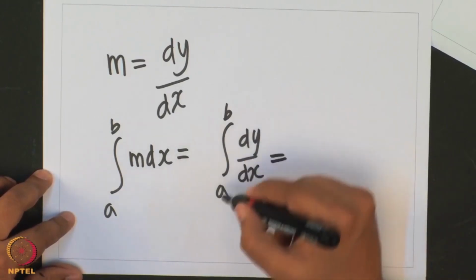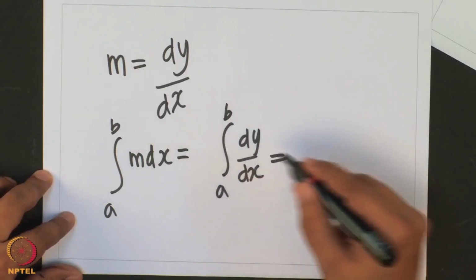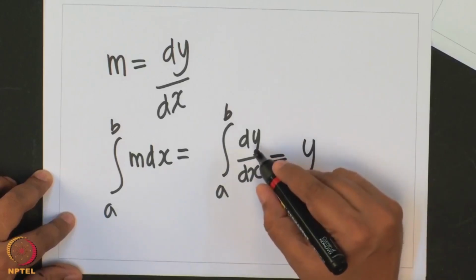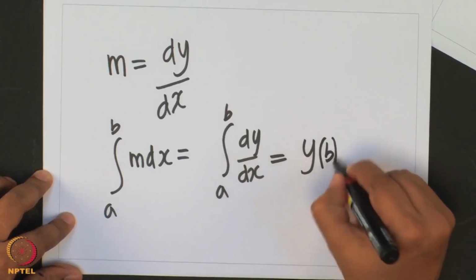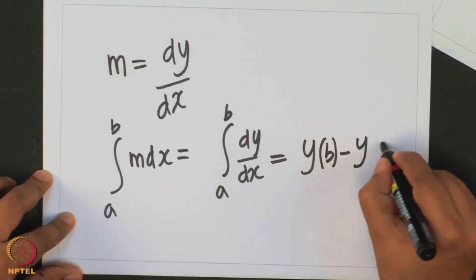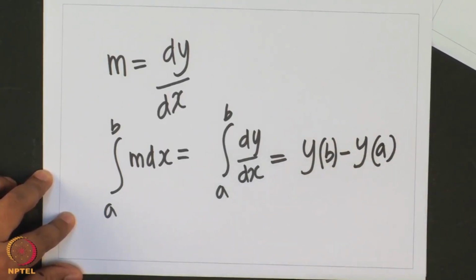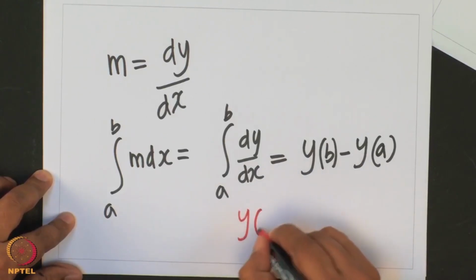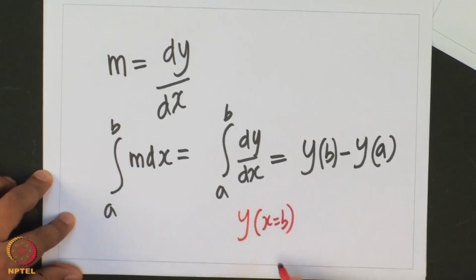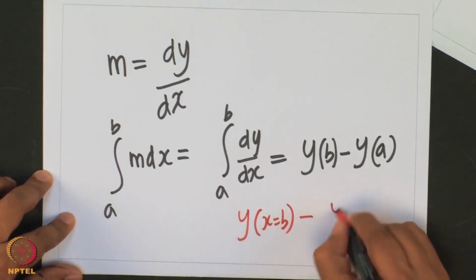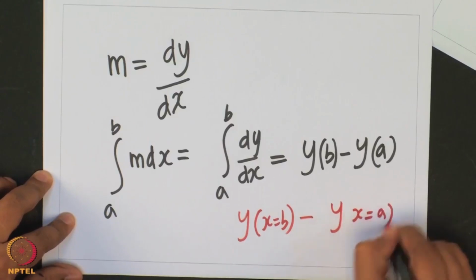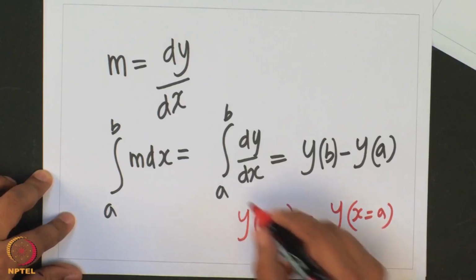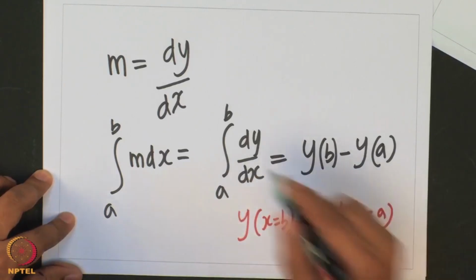Now since we have this definite integral with limits a and b, the way to do this is y evaluated at x equal to b minus y evaluated at x equal to a. Let me write this properly. What does it mean? Y at x equal to b, substitute b wherever there is x, minus y at x equal to a, substitute a wherever there is x. So this is the answer.